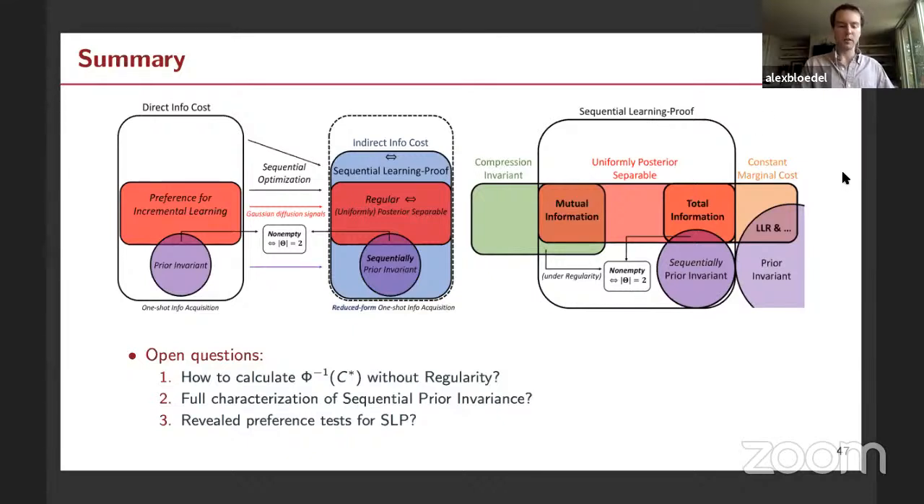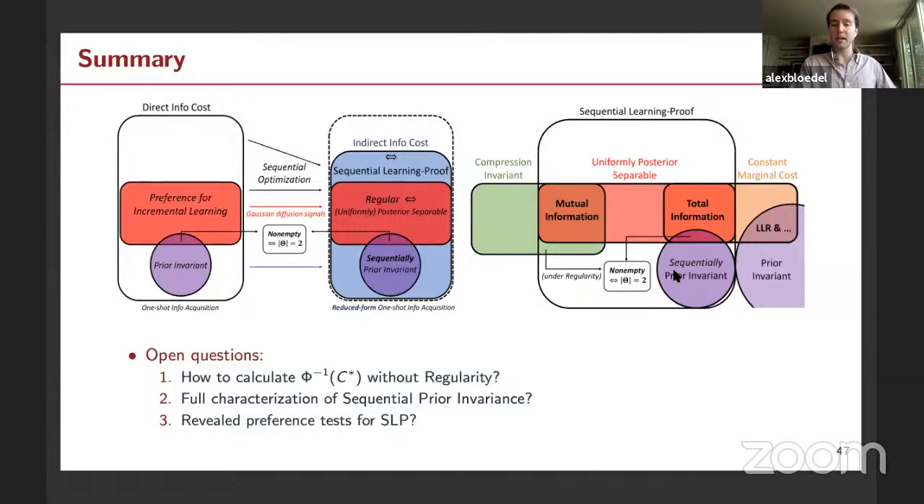In the third part of the paper, which I didn't have time to tell you about, we then push further and look at particular subclasses of SLP costs. Very briefly, there's a property called prior invariance, which means that costs depend on the experiment, but not on the prior belief. This is thought to be important for modeling physical costs of information acquisition, like the equipment needed to drill an oil test well or run a clinical trial. We show that under mild conditions, this prior invariance is inconsistent with sequential learning proofness. This also means that it's inconsistent with the UPS model.